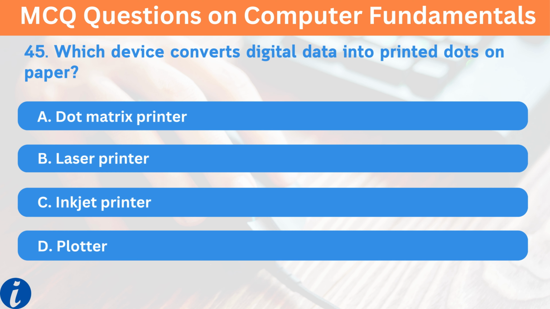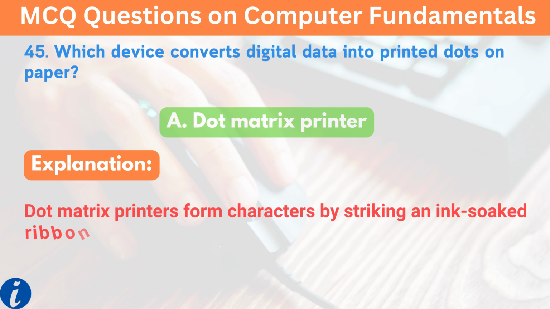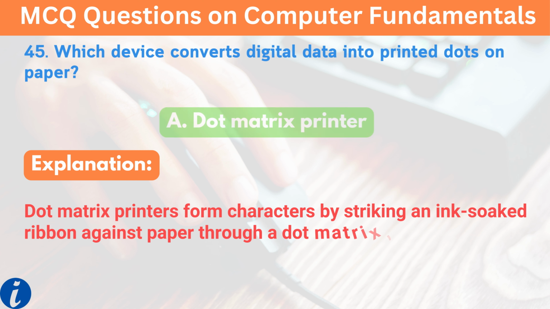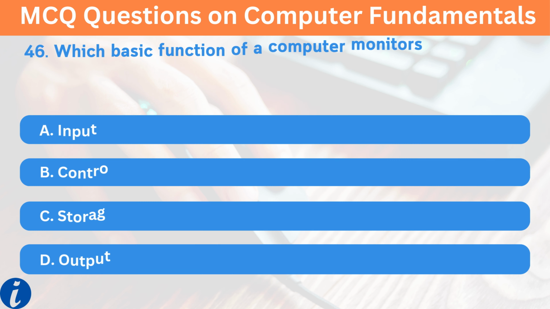45. Which device converts digital data into printed dots on paper? A. Dot matrix printer. B. Laser printer. C. Inkjet printer. D. Plotter. The correct answer is A. Dot matrix printer. Explanation. Dot matrix printers form characters by striking an ink-soaked ribbon against paper through a dot matrix, producing dot-based text and graphics.